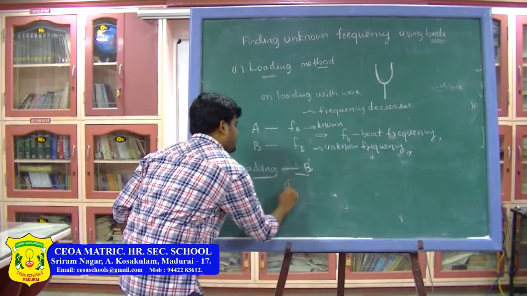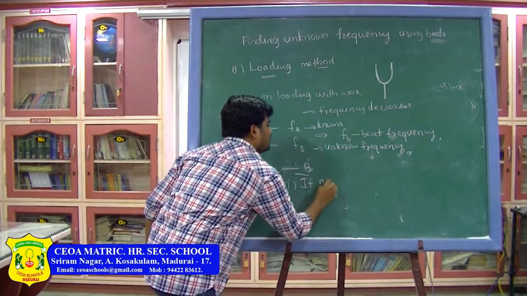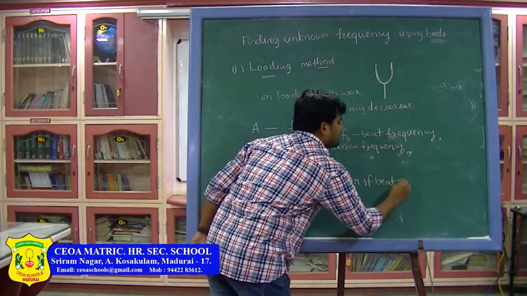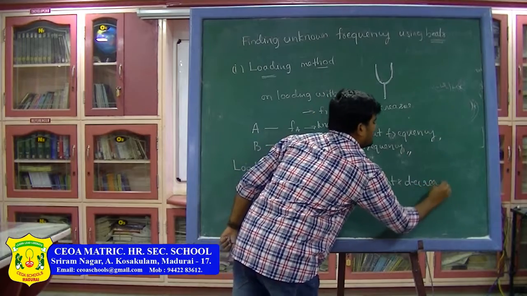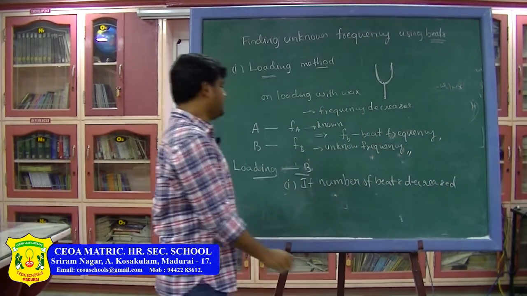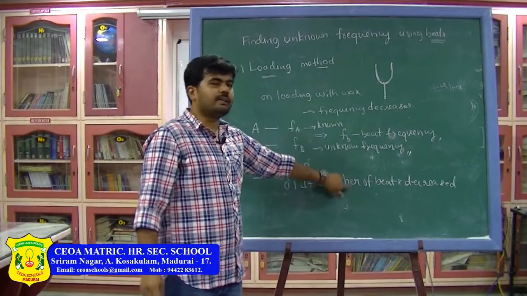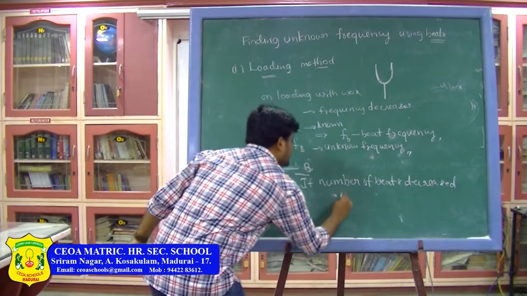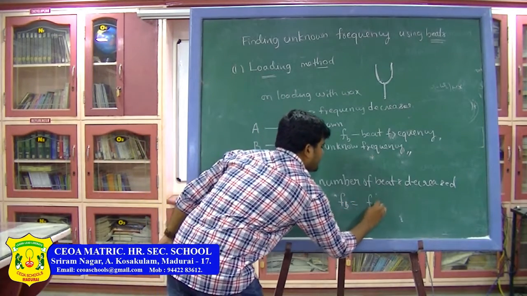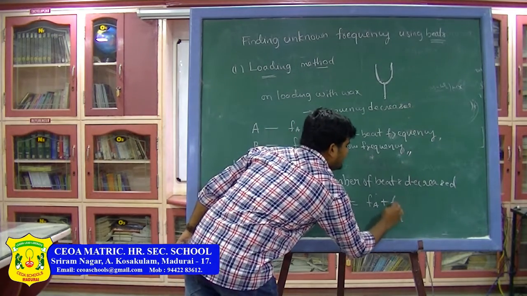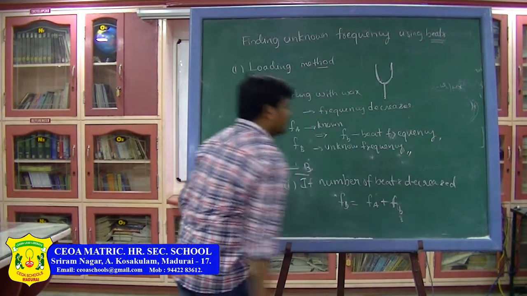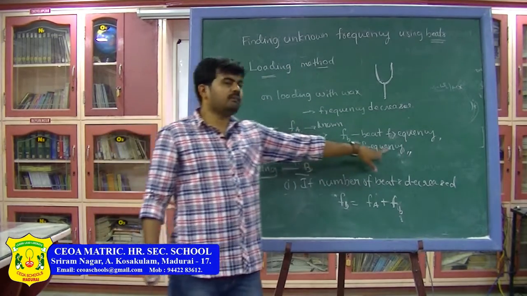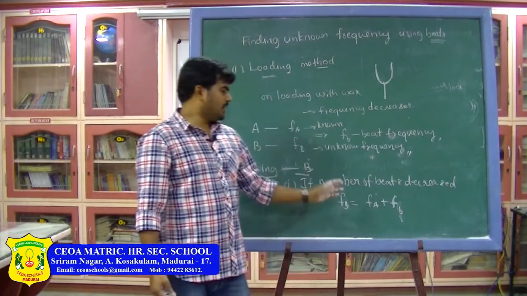The first case is if number of beats decreased. So, on loading the tuning fork B, if number of beats decreased compared to the initial number of beats, then the unknown tuning fork frequency, that is FB, is given by FA plus Fb. So, this is the formula to find unknown frequency. Remember here, on loading the tuning fork B of unknown frequency with some little wax, the number of beats are decreasing.